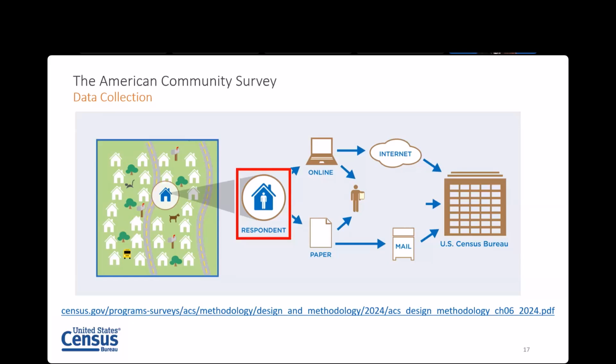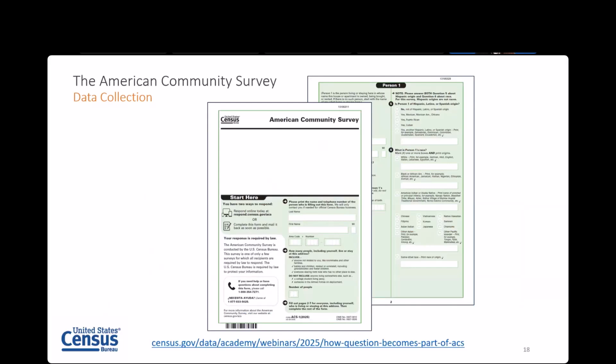unless those short-term people have nowhere else to go. So let's say you are visiting a friend whose house was selected to be in the ACS. You would not be a current resident if you were leaving after a few weeks of your visit. But let's say you signed a 2-year lease and moved in with your friend yesterday. Since you are planning to stay for at least the duration of your 2-year lease, you would be considered a current resident. Review Chapter 6 of the Design and Methodology report for the full details regarding residence rules.